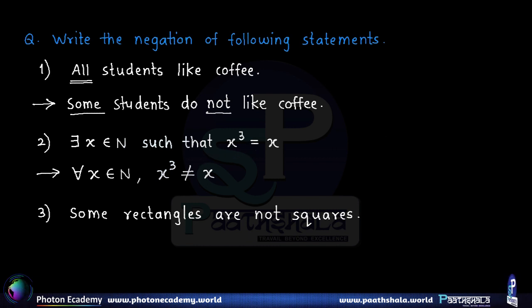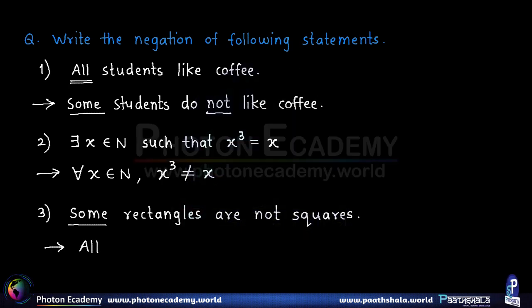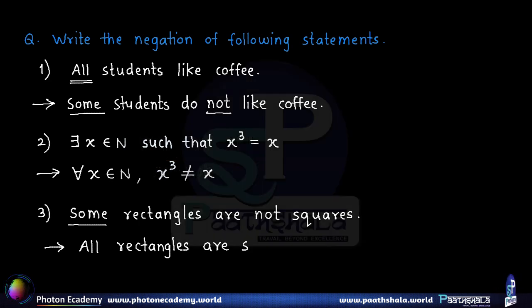And lastly, we have the statement: some rectangles are not squares. Here also the word "some" is replaced with "all". We can either write all or every or each; they are equivalent. So we say that all rectangles are. Since the original statement already contains the word "not", while doing the negation we will simply remove the word "not" and say that all rectangles are squares.